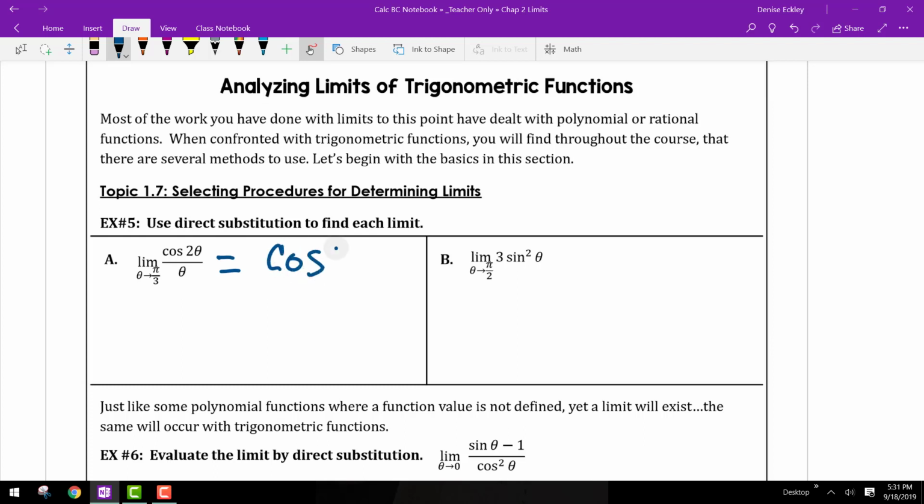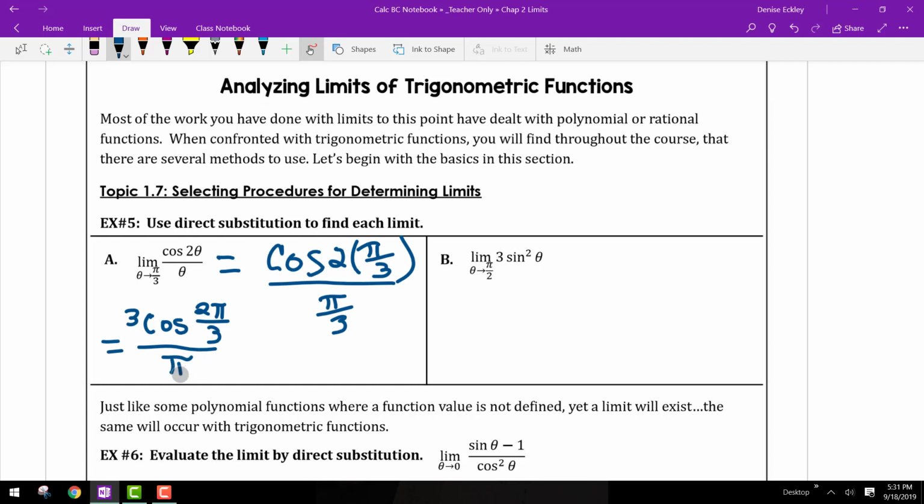So we can do cosine of 2 times pi over 3 divided by pi over 3. Simplifying, we're going to have cosine of 2 pi over 3, and I'm going to bring that 3 up from the denominator over pi. Cosine of 2 pi over 3 is going to be 3 times negative 1/2 all over pi. So our final answer is going to be negative 3 over 2 pi.